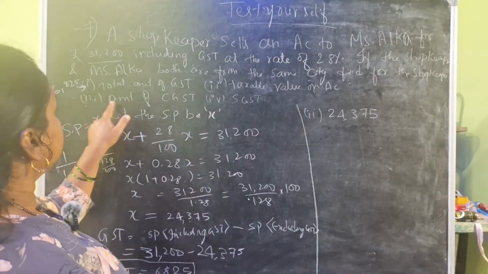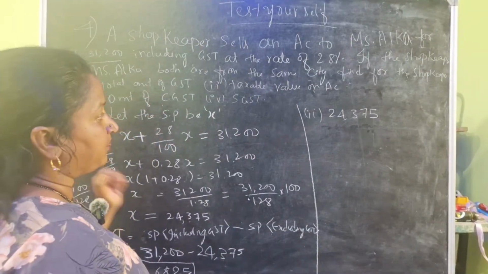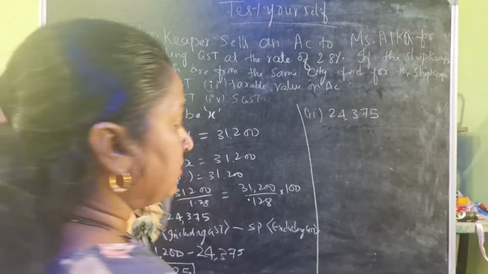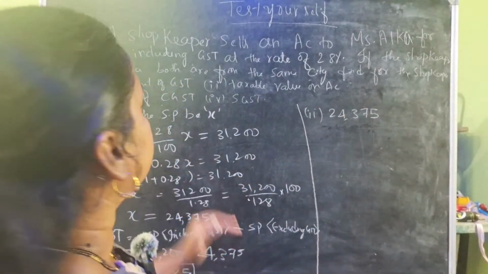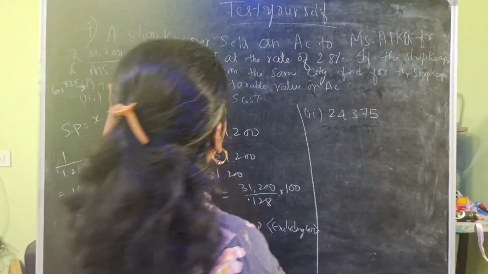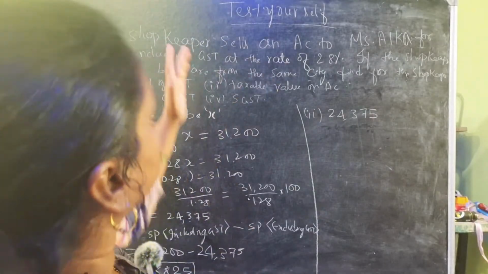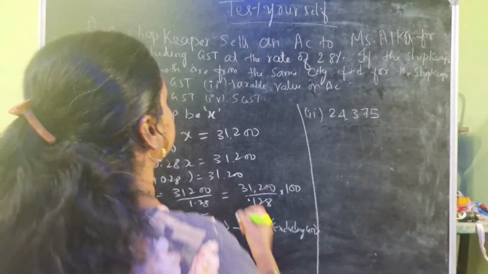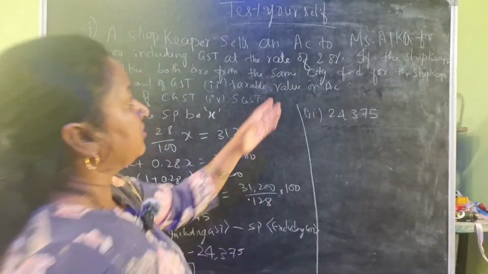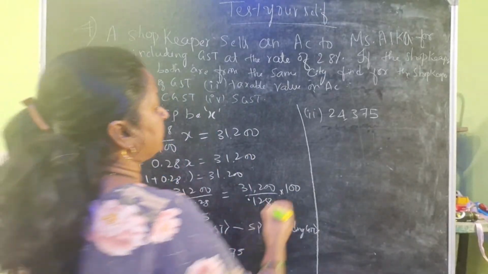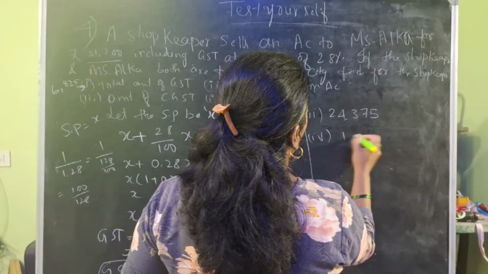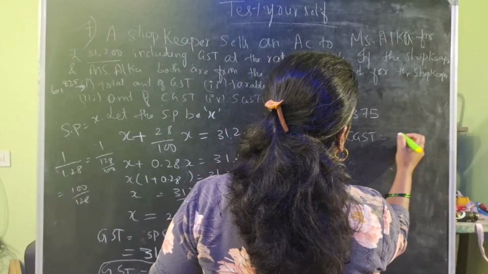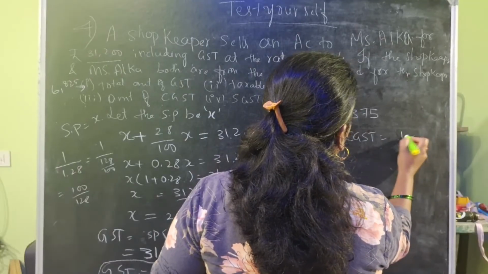And for the next question, the amount of CGST we have to find. See, we already know that in case of an intrastate transaction, where the transaction is within the state, here they have clearly mentioned that Miss Alka and the shopkeeper are both from the same city. Then it is an intrastate transaction. That means if GST is 28%, then the CGST rate is 14%.